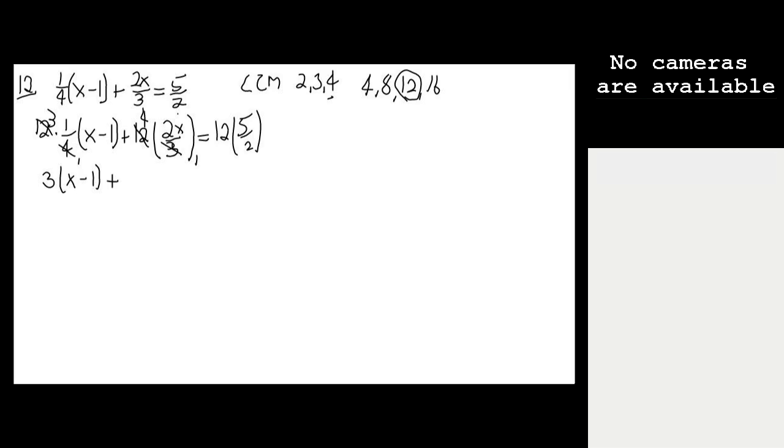So again, like in the last question, we'll cancel out. So 4 divided by 4 is 1, and 24 divided by 4 is 6. I'm giving you the answer as well. 3 divided by 3 is 1. 24 divided by 3 is 8. And 8 divided by 8 is 1. 24 divided by 8 is 3.